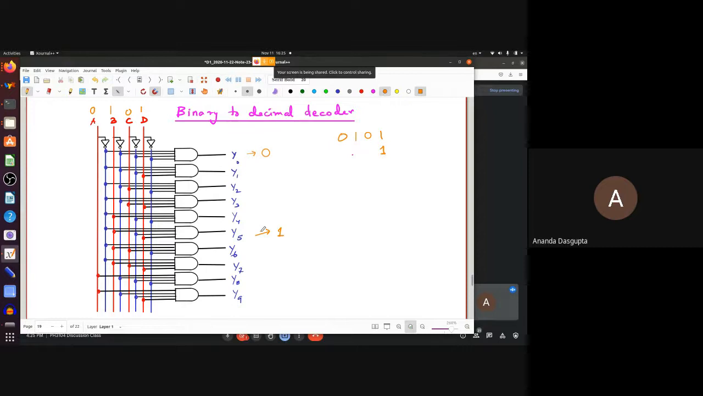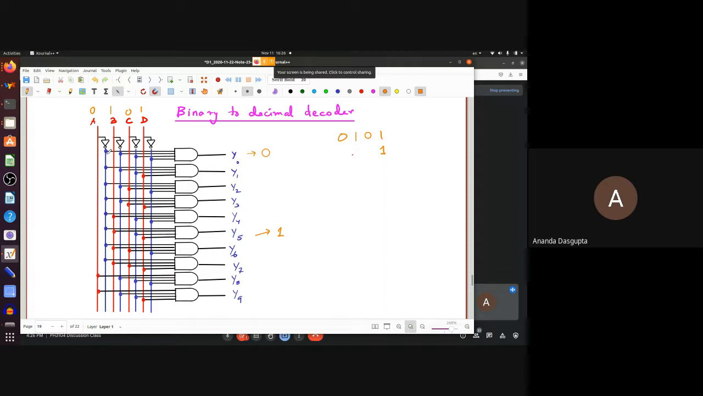Now that's not an accident, of course. That 0101 is a binary way of saying what decimal 5 looks like. And Y5 is the only one with all 4 inputs high. That's, of course, not an accident. And that is also the reason why you don't have to memorize this circuit. You can figure out the pattern very easily.